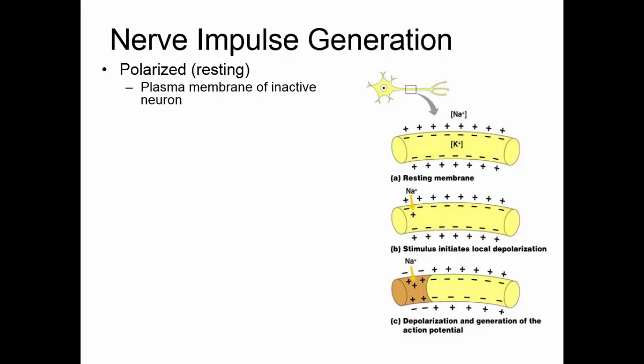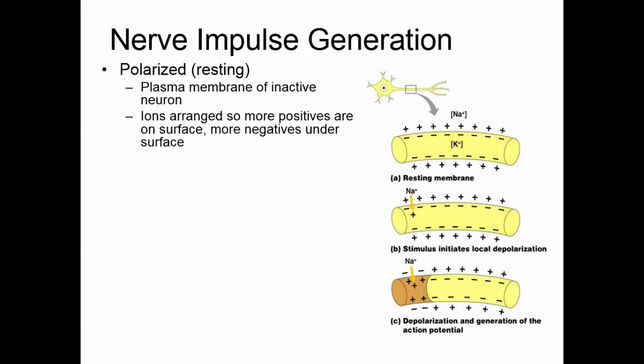The plasma membrane is inactive, it's not doing anything, it's not sending any kind of impulse. The ions are arranged on the cell membrane so that we have a collection of positive ions right on the outside and a collection of negative ions right on the inside. The cell spends energy pumping sodium out, and so we tend to have sodium pooled here. It pumps potassium in, but we pump more sodium out than we pump potassium in, so we have a collection of positive ions right here.